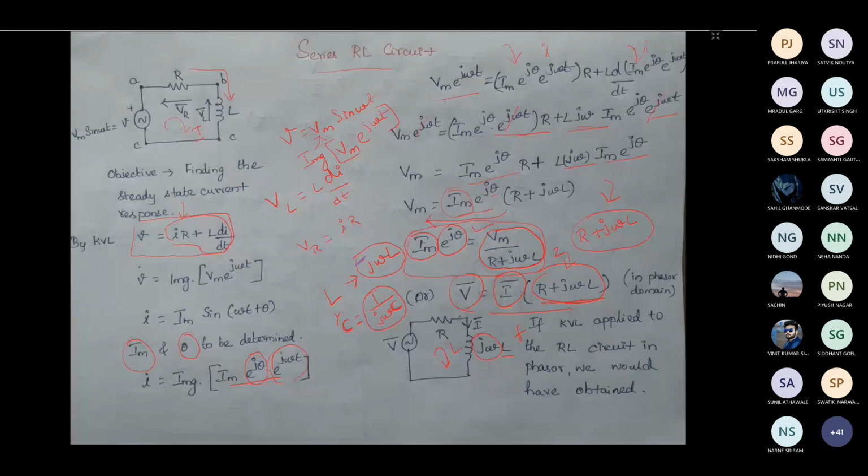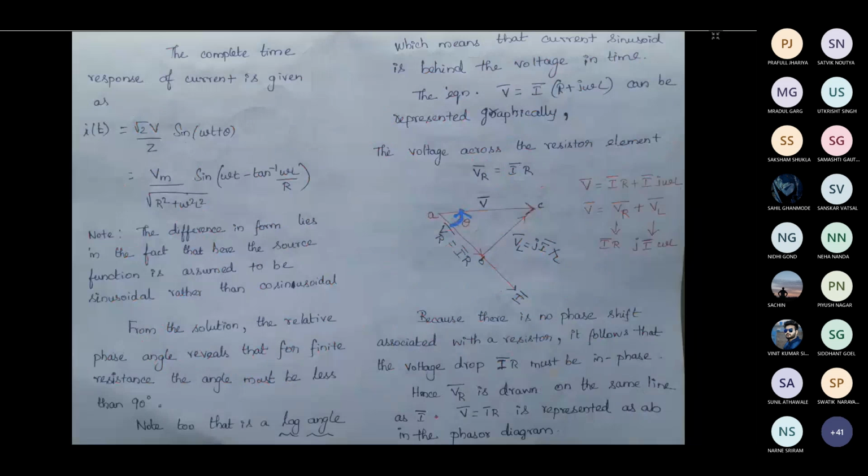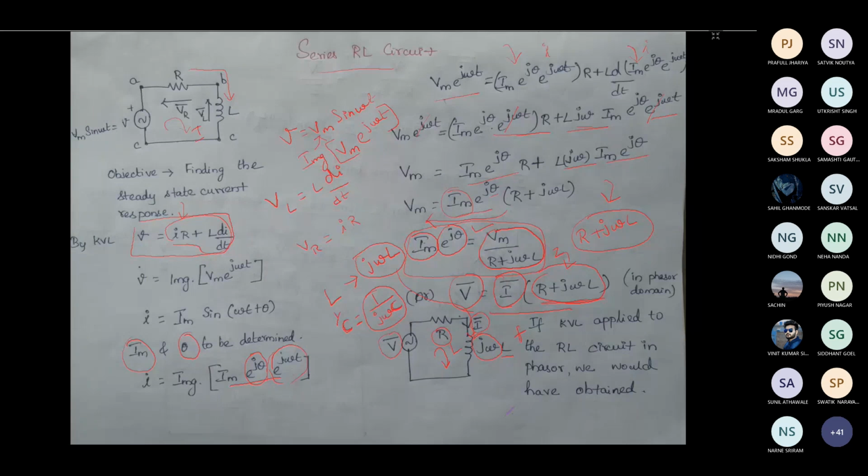Now let us proceed with this. Here j omega L, we have written it like this instead of the inductor. Then the resistor we have written as it is. Then if you are applying the voltage phasor, you will be getting the current phasor in the circuit. With this, we are having two things: Im e^(j theta) is equal to Vm divided by R plus j omega L.